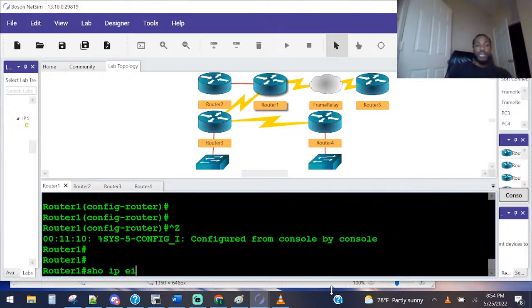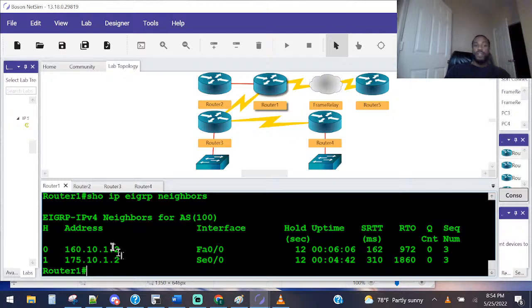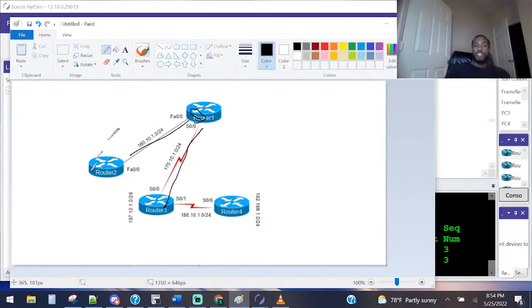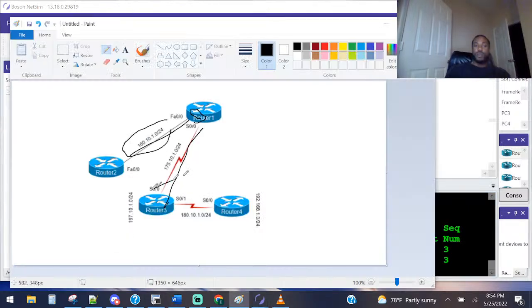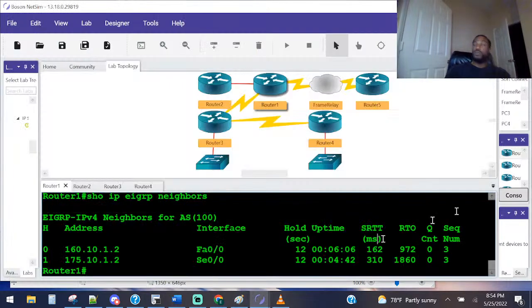Show IP EIGRP neighbors, and there it is right there. He has a 160 neighbor, which is sitting over there. And then he has that 175 neighbor, the one who sits in his 175 network. So yes, we do have 2 neighbors there.